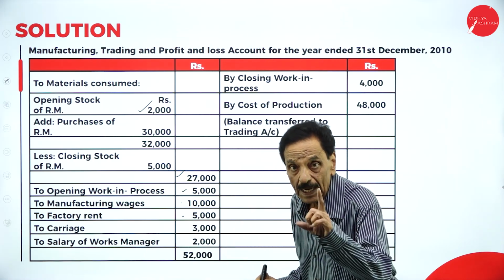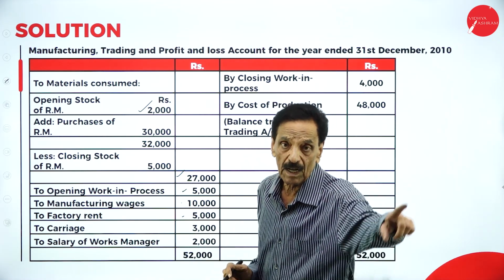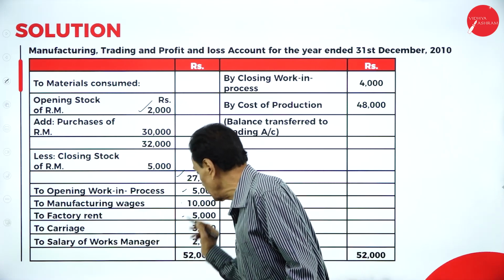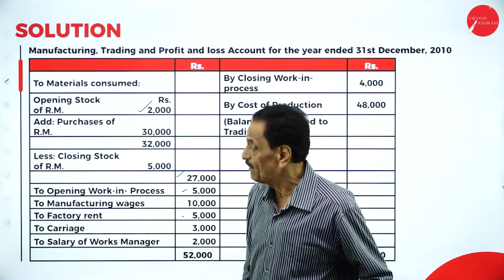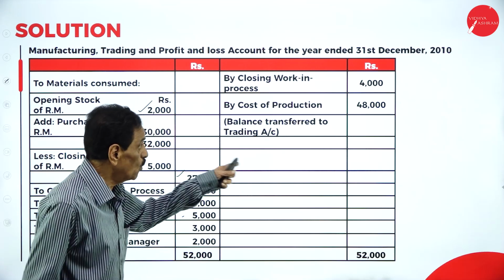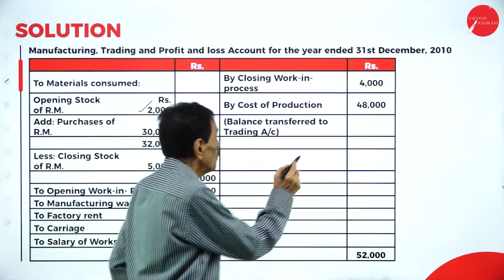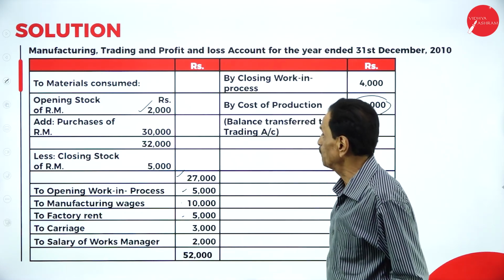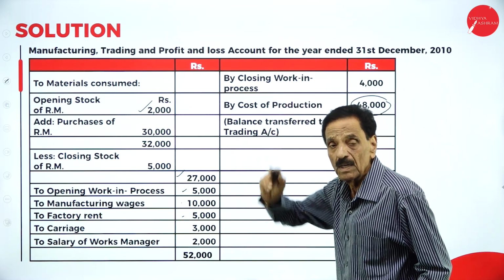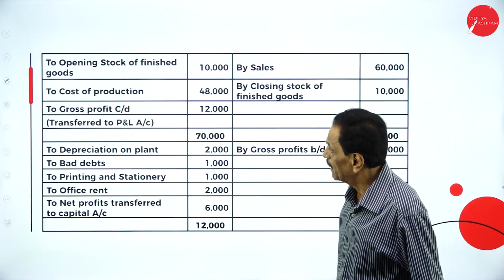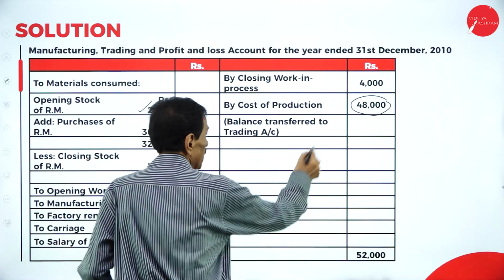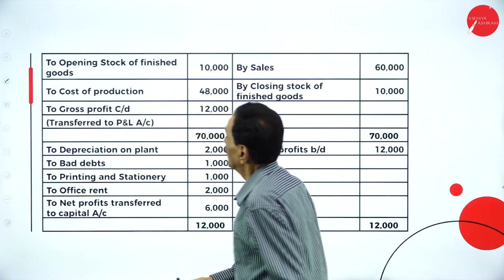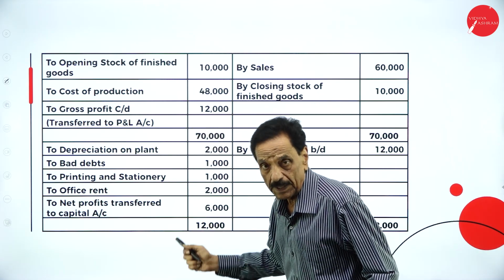If only salary comes, that will go to profit and loss account. If the salary of the works manager will come in the manufacturing account, by closing work in progress account, whatever the difference comes, 48,000 is the cost of production. It will go to trading account. Come back here. Salary works manager, 48,000. Now, this is your trading account.